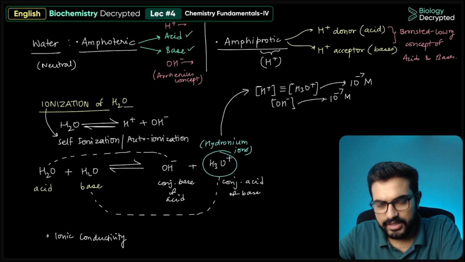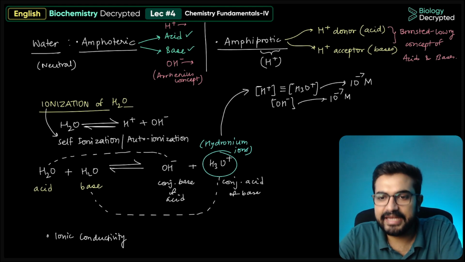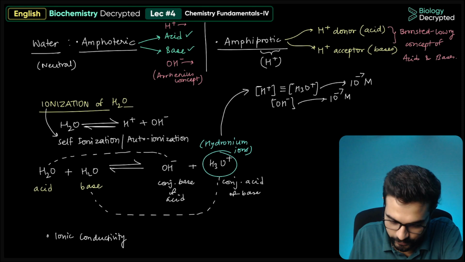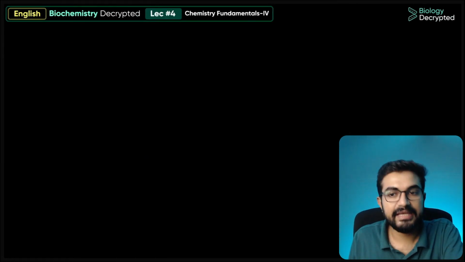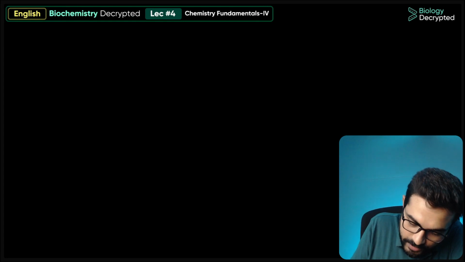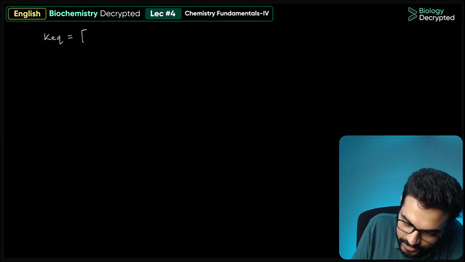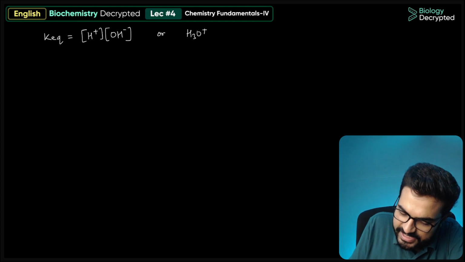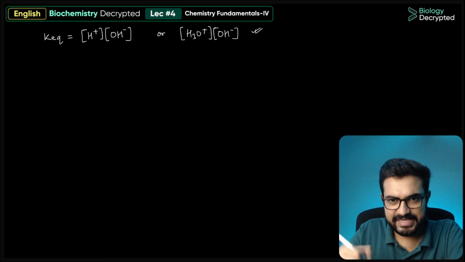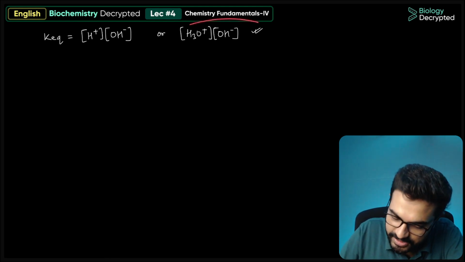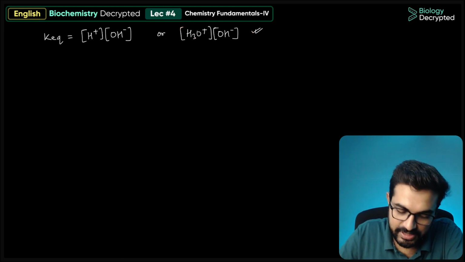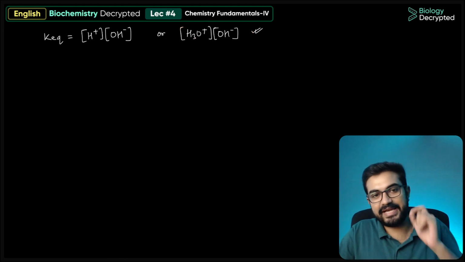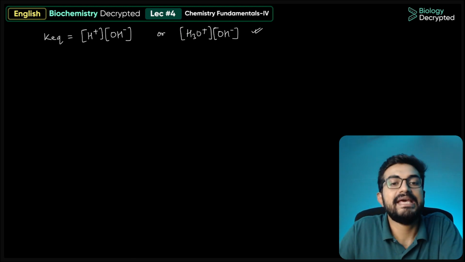So that's all. Now let's write an equilibrium constant for this particular equilibrium. How can we write it? KEQ will be equal to H plus ion concentration into OH minus ion concentration. We can write it in this way, or we can simply write it as H3O plus concentration into OH minus concentration, however you like it. But obviously this is a much better way of representation, because H3O plus is the actual form of the species in which H plus ion exists. It doesn't exist in the solution as H plus ions.